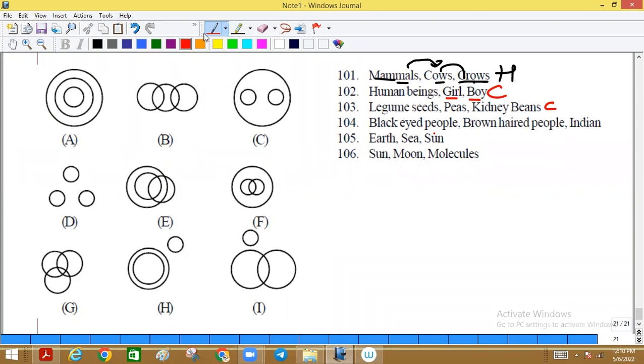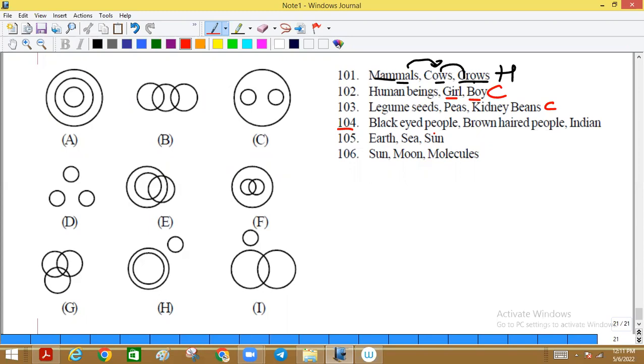Next one, 104. Black-eyed people, brown-haired people, Indian. What's the answer? D, Delhi. Now, is there no relation between black-eyed people and brown-haired people? Some black-eyed people may have brown hair also. Try to establish a relation, some or no. Check once more.